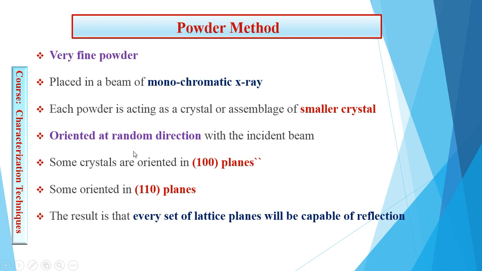Obviously, all the particles in the powder sample are oriented in random directions with respect to the incident beam. Some crystals are oriented in 100 planes, some in 110 planes, and others may be in 111, 104 planes, and other types of planes which are present in the sample. The result is that every set of lattice planes will be capable of reflection.